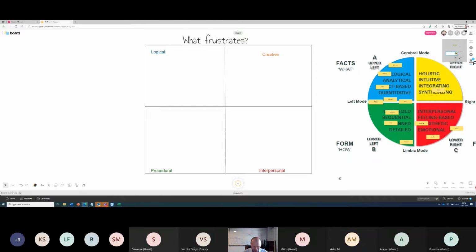Two minutes, quick, lots of post-it notes. If you're logical and you're receiving communication, what frustrates you like crazy? If you're procedural and you're receiving communications, what frustrates you like crazy? If you're creative and you're receiving communication, what frustrates you like crazy, etc. So go for it in the box. Lots of post-it notes. Two minutes. Go really quick.